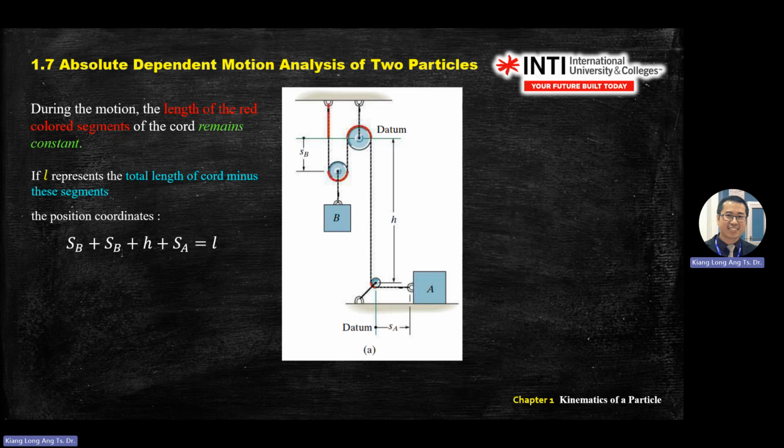After you find the total, time-differentiate this one. This one will become what? 2SB plus h plus SA equals L. Does the h change? So this whole equation, d/dt. This becomes velocity, 2VB. This one is 0, h doesn't change, SA becomes velocity. This and this become 2VB.